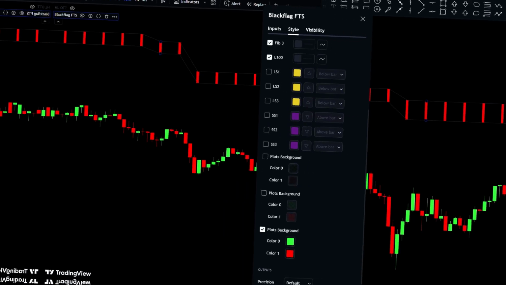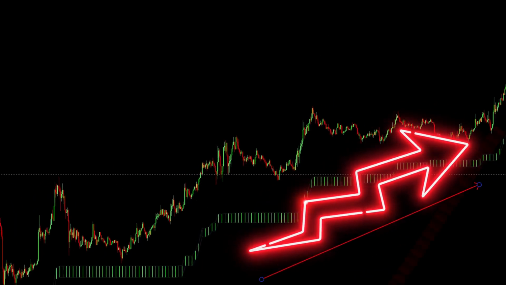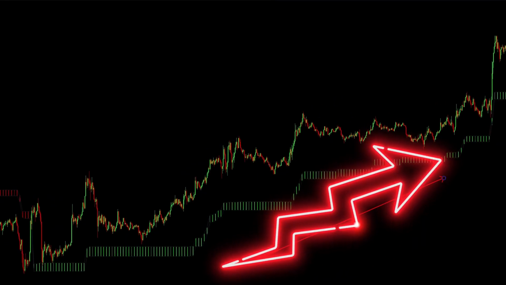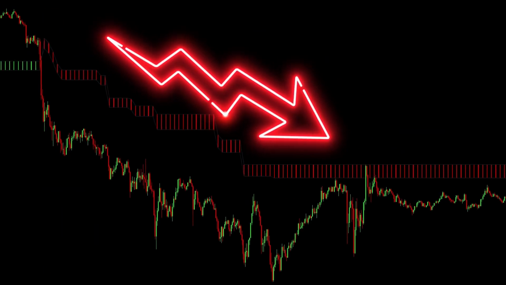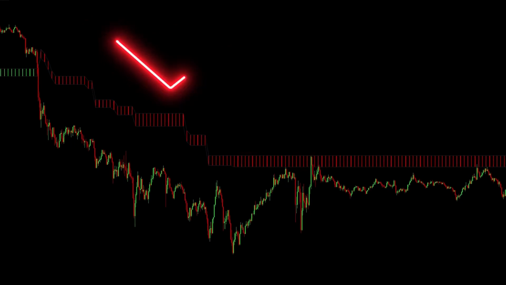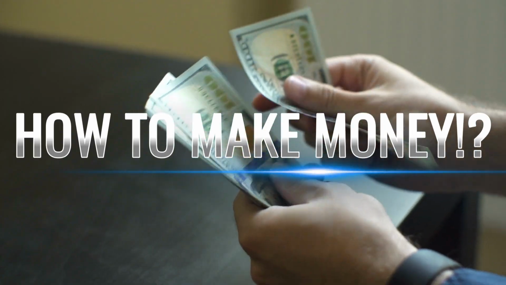So here's the deal. If the swing arm ribbon is green, we're not going short. Think about it. Green means uptrend, so we're looking for buys, right? Same goes for red. If it's red, we're not going long. Red means downtrend, so we're looking for sells. Simple enough. Now, how do we actually make money with this?